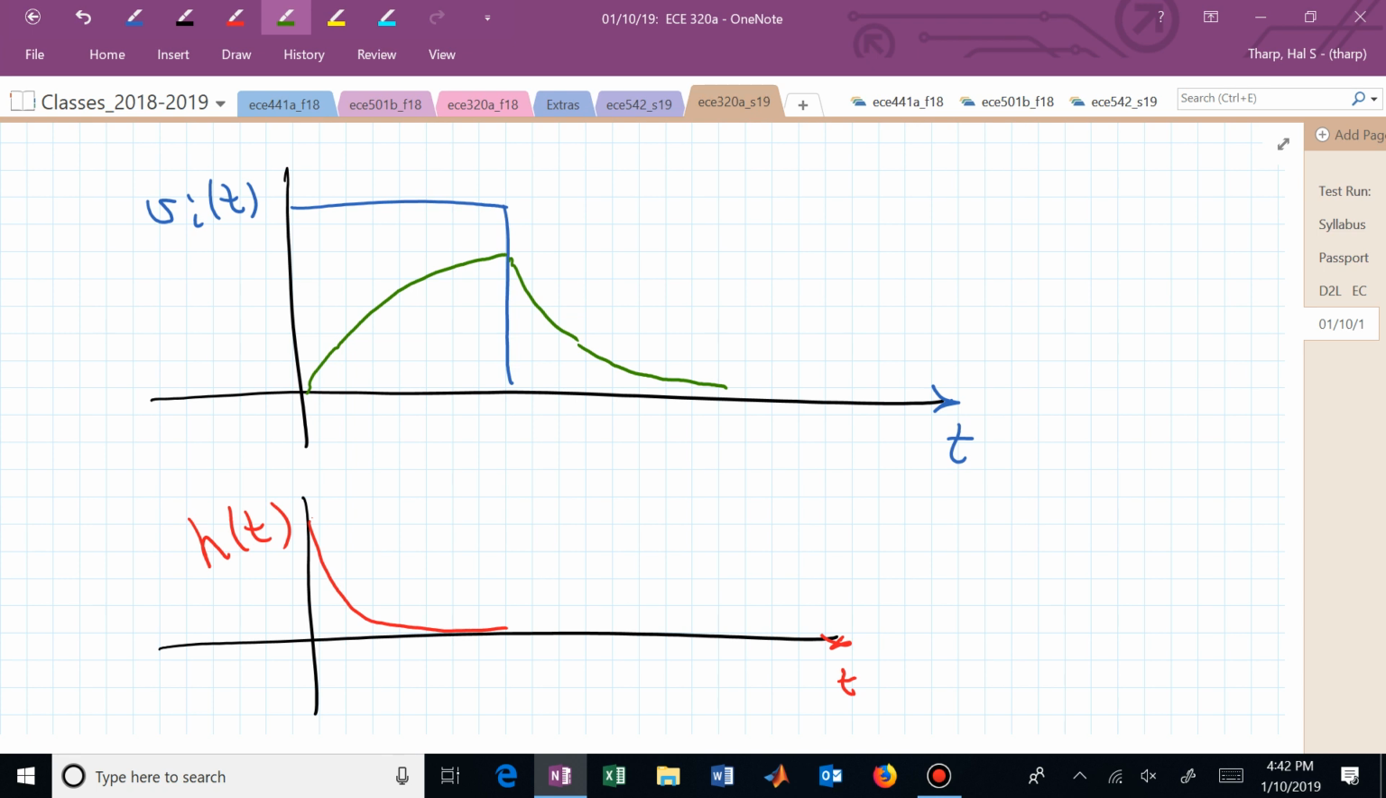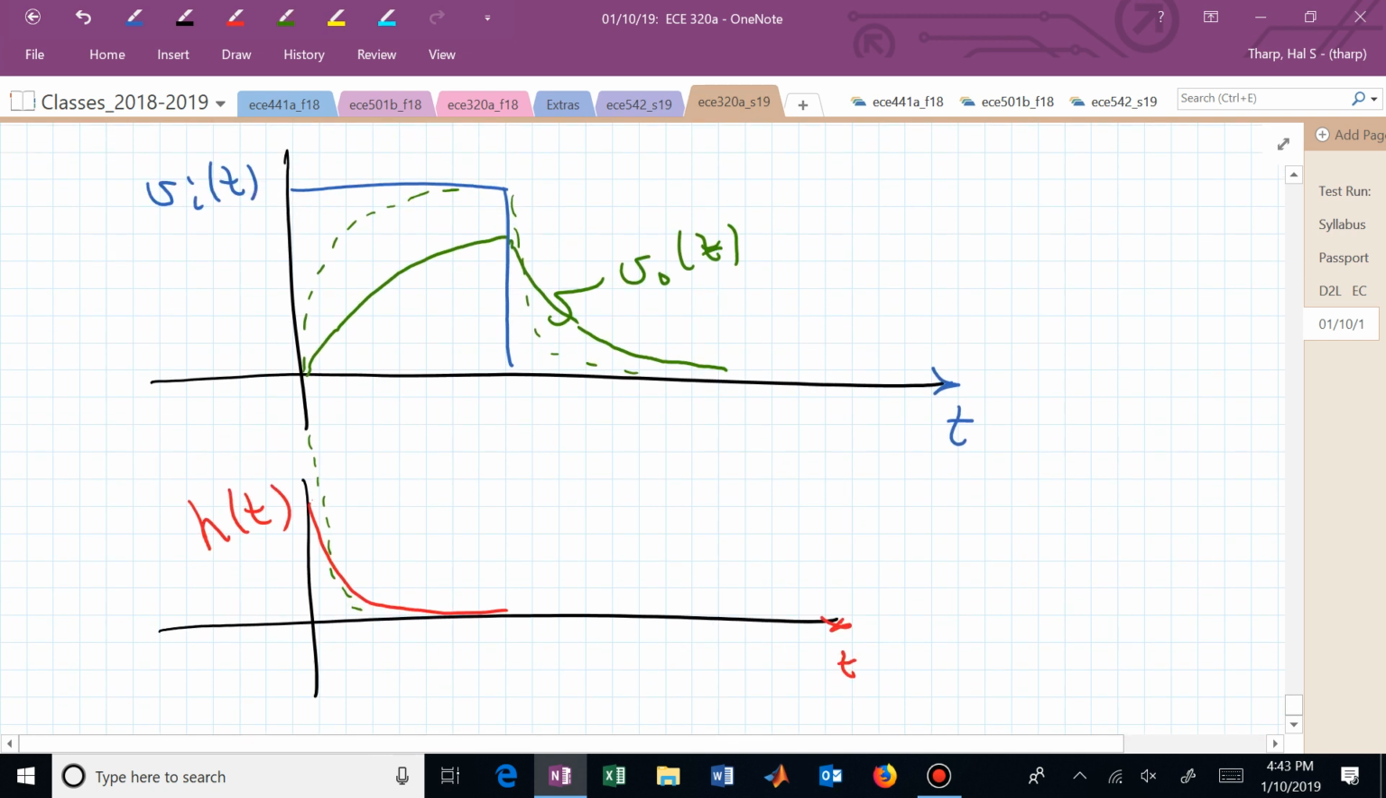Meaning, if h of t was sharper, then this one might look more like that. Is that helping? This is now v sub O of t. And we found that by doing convolution. We'll figure that out.